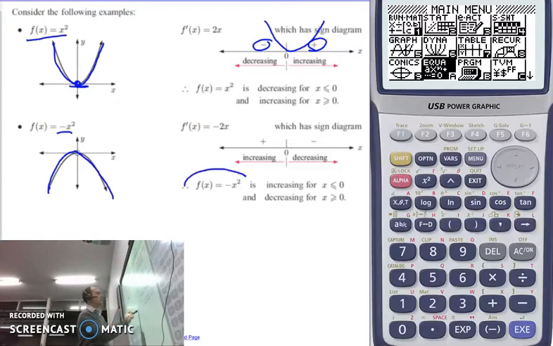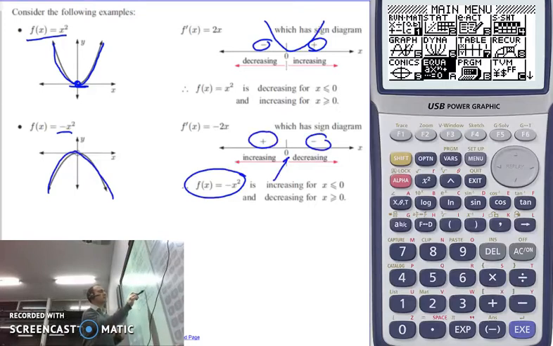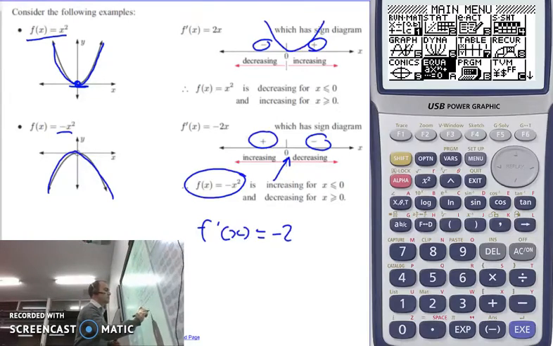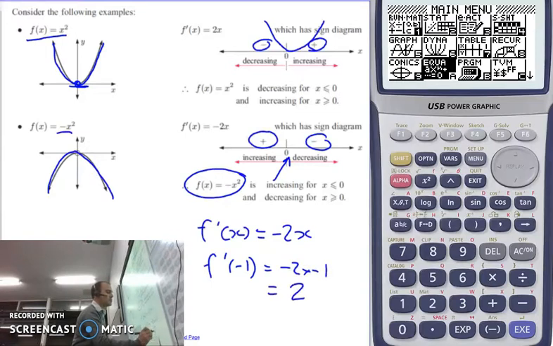How do you know whether it's a plus or a minus? Well, you choose a number less than 0. So I'm going to choose a number less, which is negative 1. I've derived the function. Now I'm going to put in negative 1. Negative 2 times negative 1 is equal to positive 2. Now, it's a positive number, so that means it's going to be a positive in here.